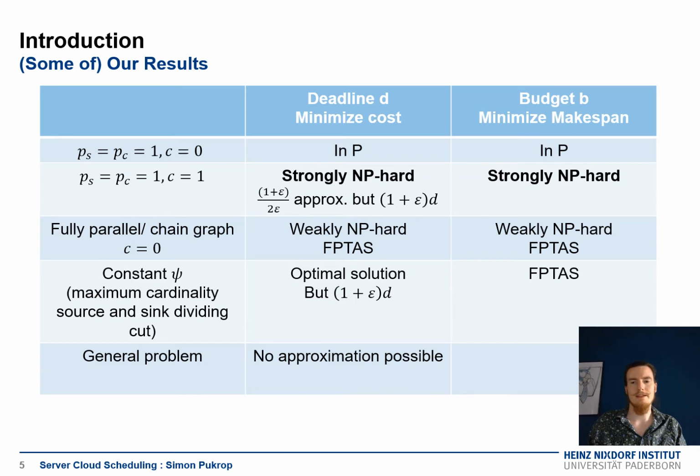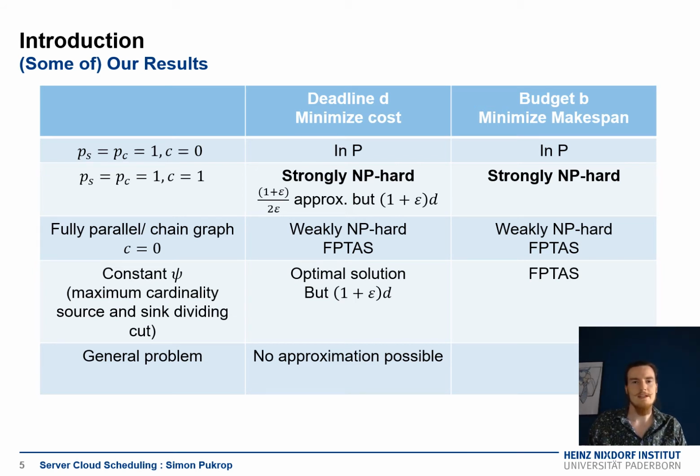Now you simply count the number of edges that go between those two sets, and the maximum number of edges that you can find in any given task graph is this maximum cardinality source and sink dividing cut. Now, if that is constant, we can, for the minimization of cost, give an optimal solution, but again with resource augmentation of (1+ε) times the deadline. For the minimization of makespan, we even get an FPTAS, but in that case we have to be a bit more involved in the algorithm. The last one we looked at is the general problem.